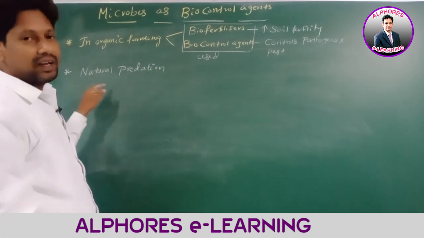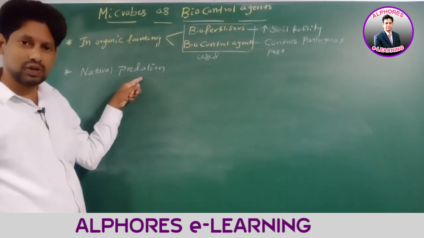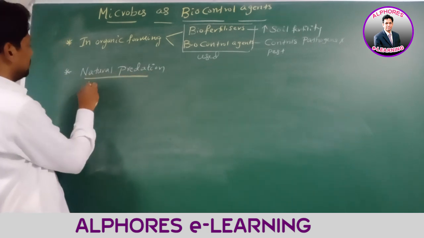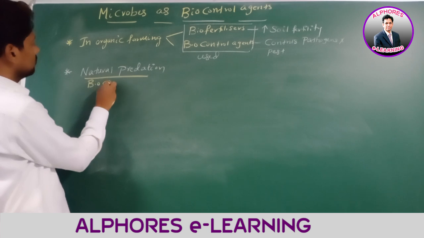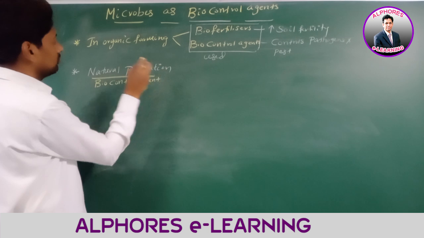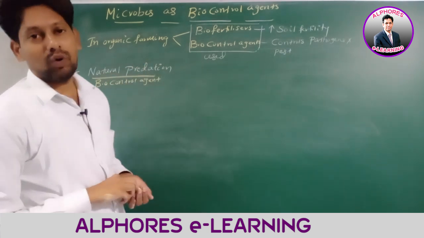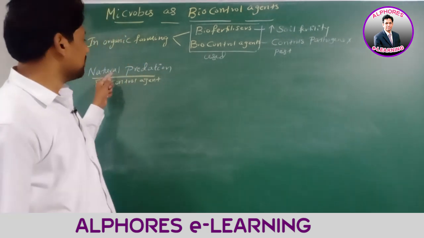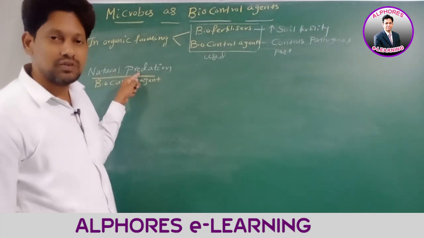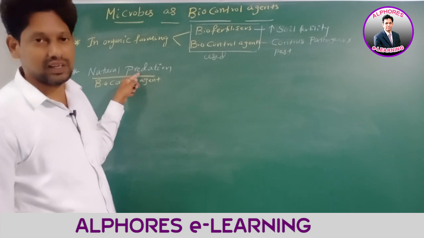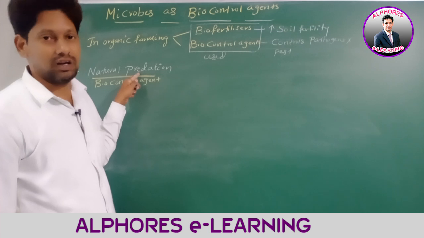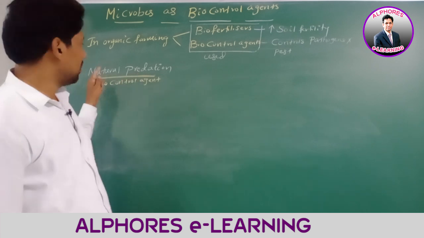What is it? Natural predation. It comes under biocontrol agents. Sir, what is the meaning of natural predation? In nature, one organism feeds on another organism. Yes or no? In nature, one organism feeds on another organism. That is called what?